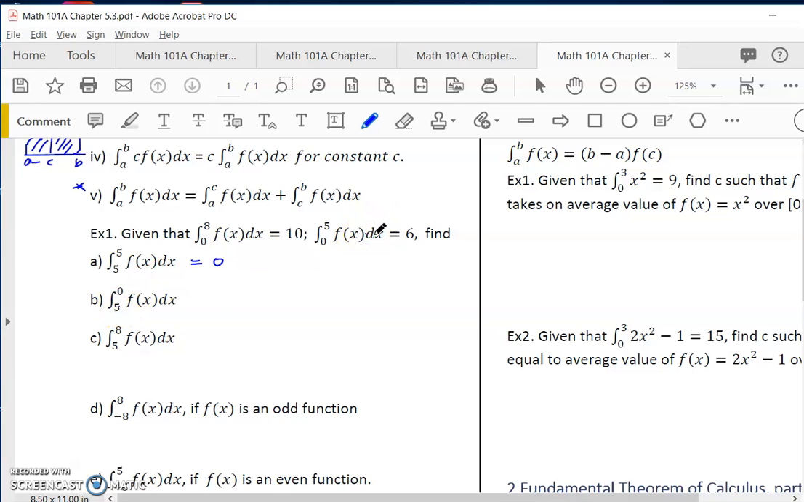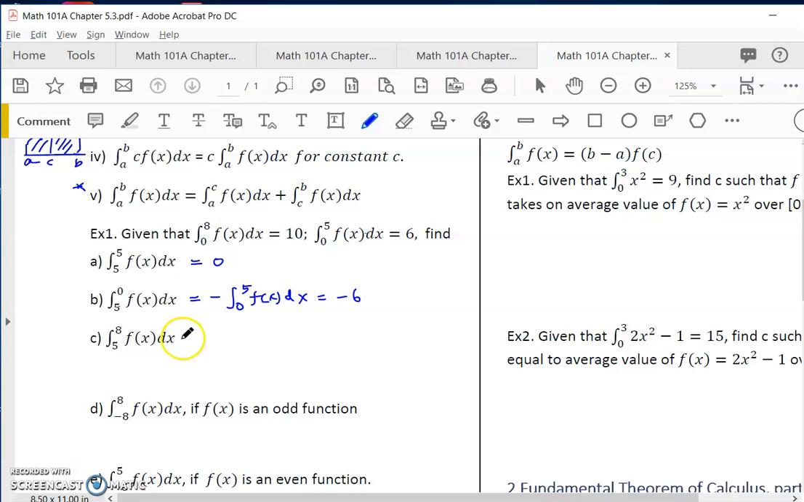That would be the opposite, or the switching backward, of this one. So you say negative of the integral from 0 to 5 of f of x dx. So that means it's negative 6. What about from 5 to 8? Oh, I don't know how to do from 5 to 8.